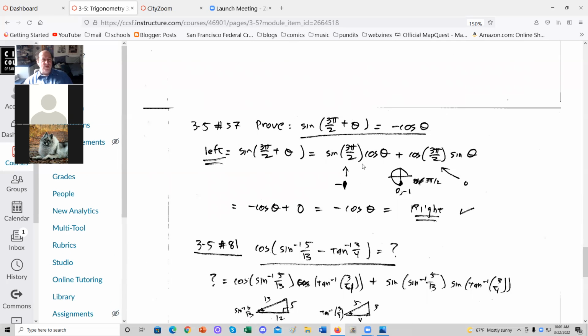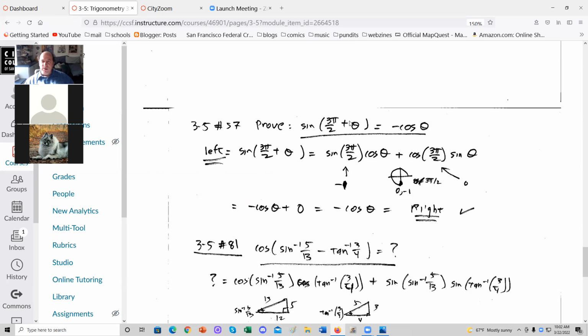So some more questions. Prove that sine of 3 pi over 2 plus theta equals minus cosine theta. This is a phase relation. We shift the phase by about 3/4 of a full cycle. That turns the sine into a minus cosine. Well, that's easy enough to prove.